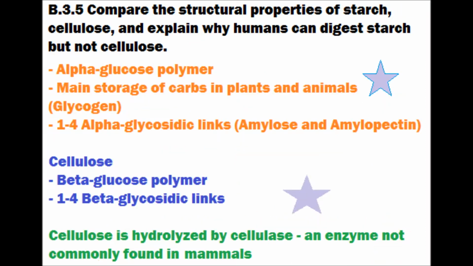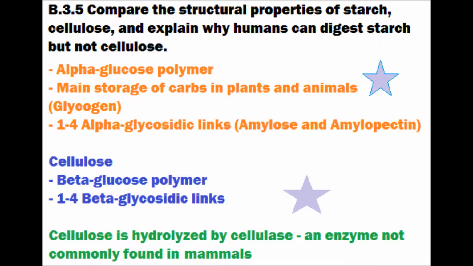and muscles. B.3.5 Compare the structural properties of starch and cellulose and explain why humans can digest starch but not cellulose. Both are made up of glucose units. Starch is made of alpha-glucose polymers and cellulose of beta-glucose polymers. Starch has two forms, amylose and amylopectin, which have 1,4-alpha-glycosidic links.